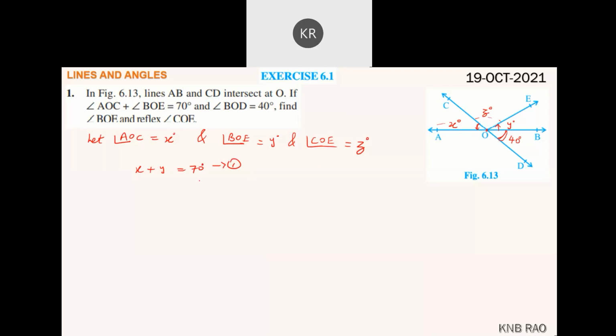And angle BOD equals 40 degrees. This is given. Now we are asked to find angle Z and angle Y separately, individually. First and foremost, how do you find angle Z?